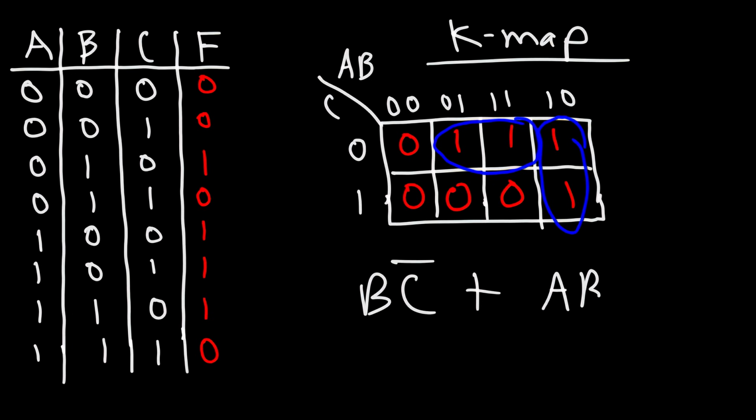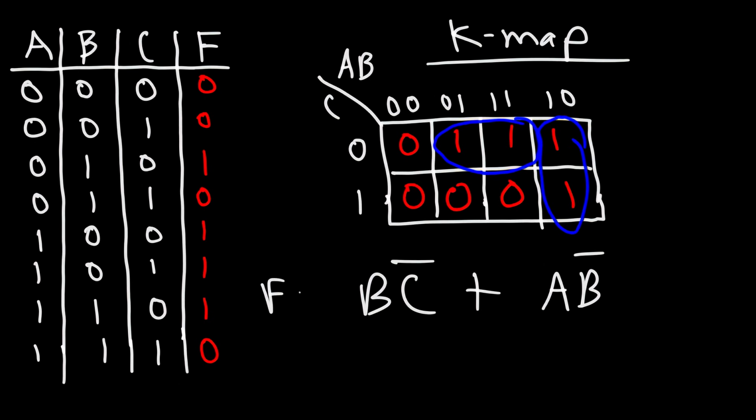So which one is going to be not A? Is it A or B? Because A is 1 and it matches the output function 1, we're going to leave it as A. But because B is 0, we need to put not B, because not 0 is 1.